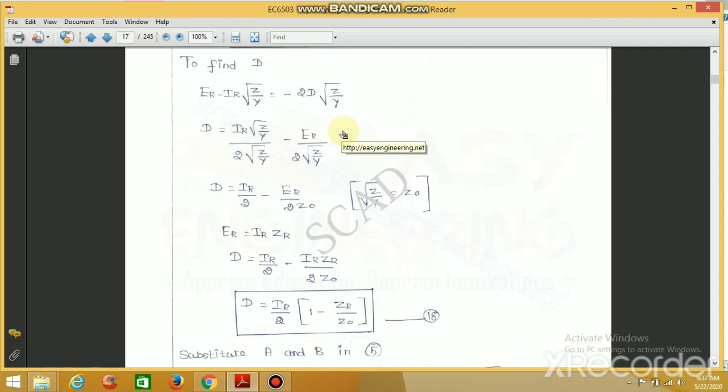And for C and D, you have to keep IR by 2 in front of the braces, and write (1 plus ZR by Z0) and (1 minus ZR by Z0). That's all. It's very easy. When you remember a single equation for A alone, you can write B, C and D.